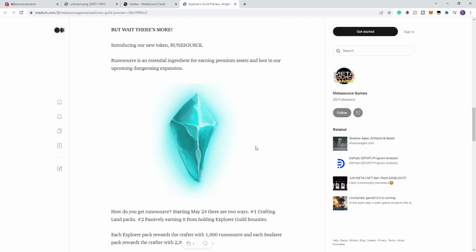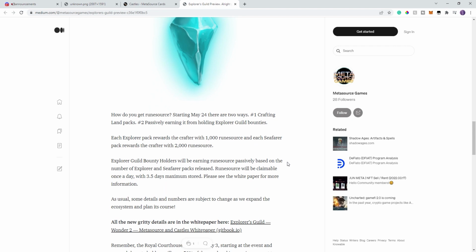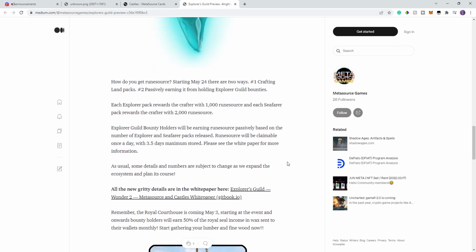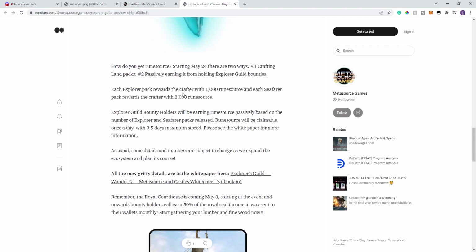In order to get these, there's several ways to get these Rune Source tokens. First is through the packs that you create, the Explorer packs and the Seafarer packs. For every Explorer pack you get or you craft, you're going to get 1,000 Rune Source tokens. For every Seafarer, you're going to get 2,000 Rune Source tokens. So these will add up the more and more that you craft of these packs.